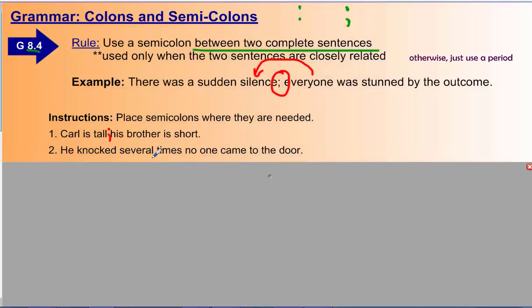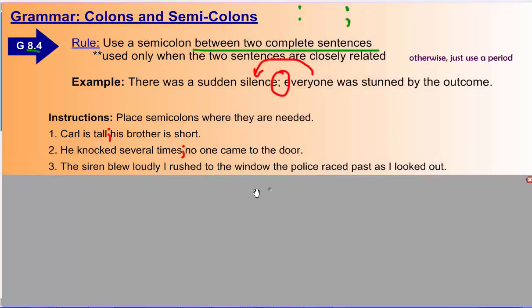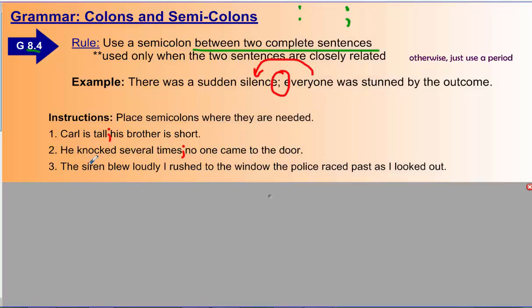He knocked several times. No one came to the door. Again, we have a cause and effect. He's knocking several times because no one came to the door. We have an outcome and what happened before that. Let's use a semicolon between those. The siren blew loudly. I rushed to the window. The police raced past as I looked out.